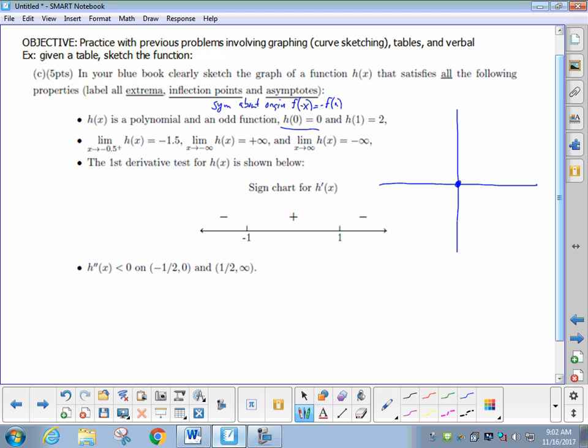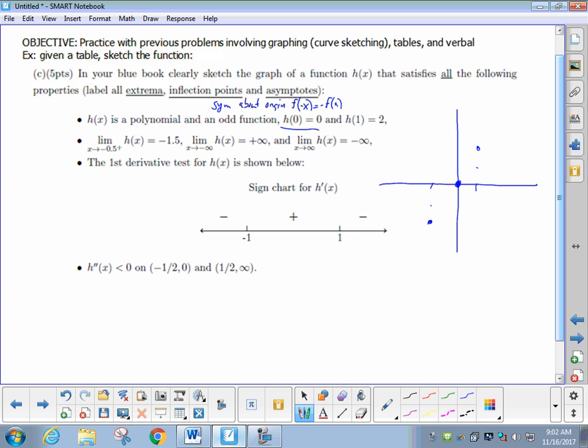h of 1 equals 2. Now that's actually 2 points they just gave me. Because if it's odd, besides (1, 2), I also know (-1, -2). Okay? All right. Here we go.